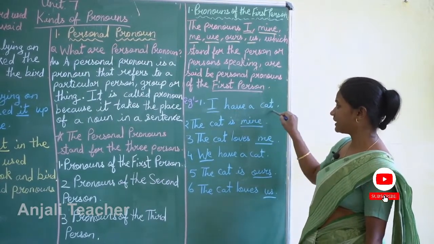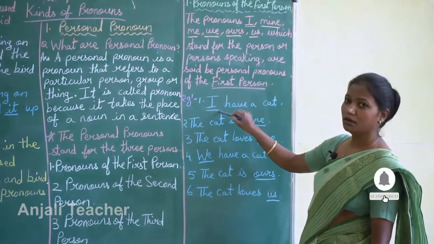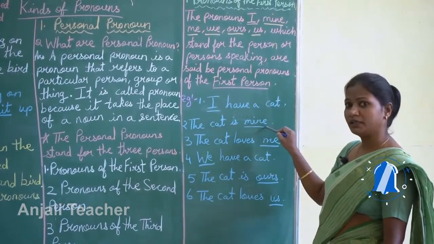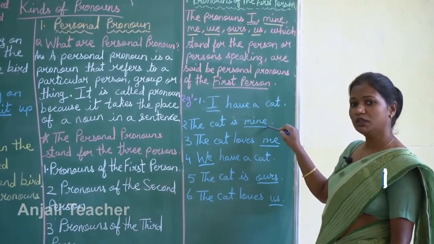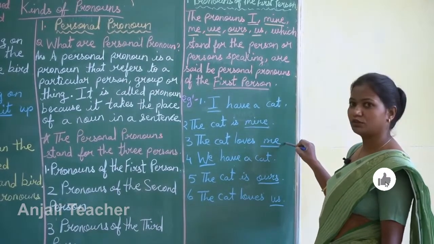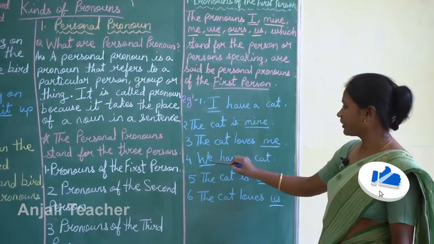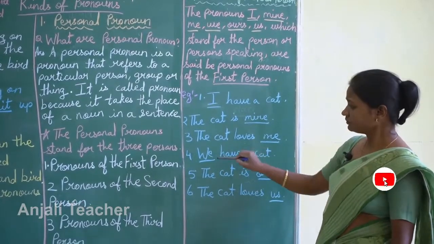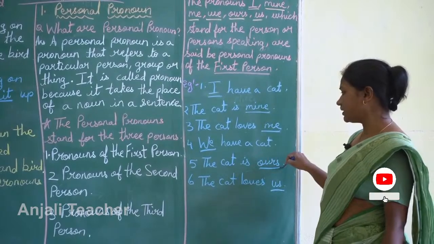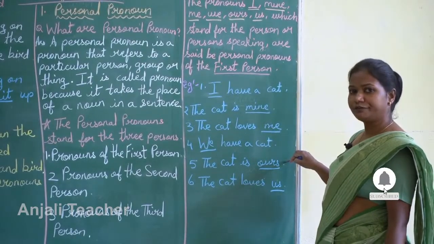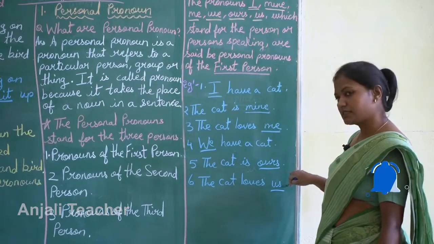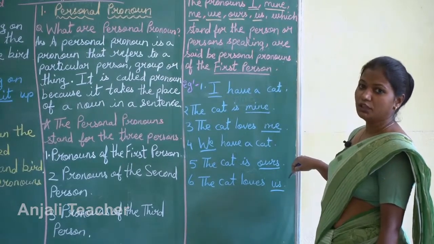Now see the example for the pronouns of the first person. I have a cat. Here I is the pronoun of the first person. The cat is mine. Mine is the pronoun of the first person. The cat loves me. Pronoun of the first person. We have a cat. Pronoun of the first person. The cat is ours. Ours, pronoun of the first person. The cat loves us. Us is the pronoun of the first person.